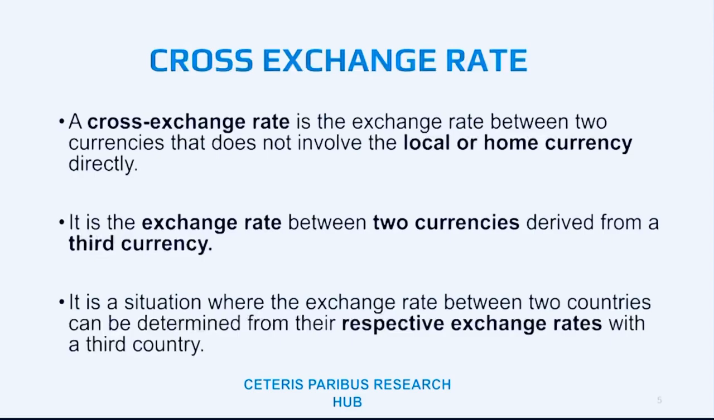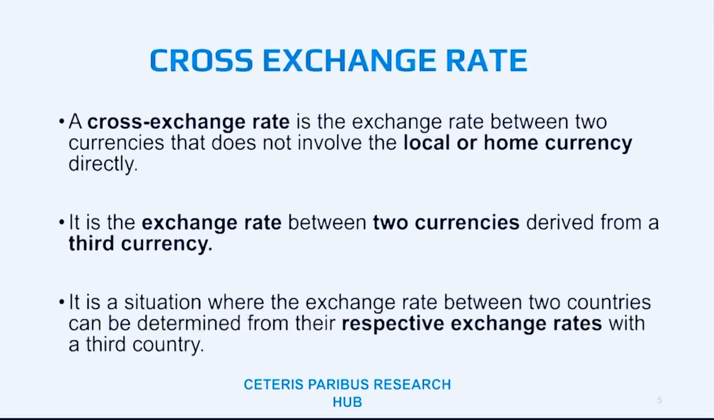So it's like you have three currencies. You have dollar, pound, and euro. You know the exchange rate between dollar and pound. You know the exchange rate between dollar and euro. So because you know the exchange rate between dollar and pound and dollar and euro, even if you don't know directly the exchange rate between pound and euro, you'll be able to determine this using the anchor currency, which is the dollar, the third currency.